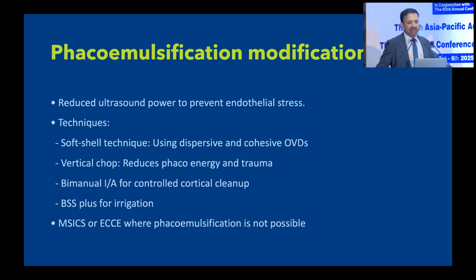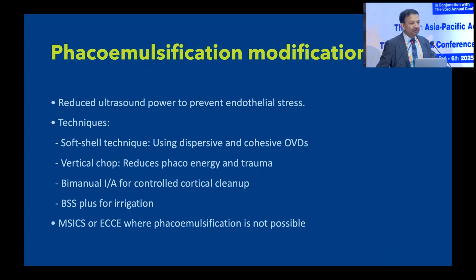Use a soft shell technique where you put in a dispersive and then a cohesive. Try to use a chopping technique. So you try to minimize the amount of phaco power that you use, and use viscoelastic liberally. Don't try to put your phaco probe in and finish the entire surgery in one go and come out. So take your time, you can go back. And for cortical removal, you need to have access from different quadrants. So using a bimanual is always a great option in this rather than going with a coaxial, because that does not give you better access and the control is also not too great.